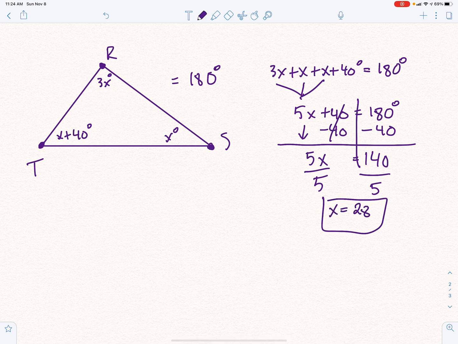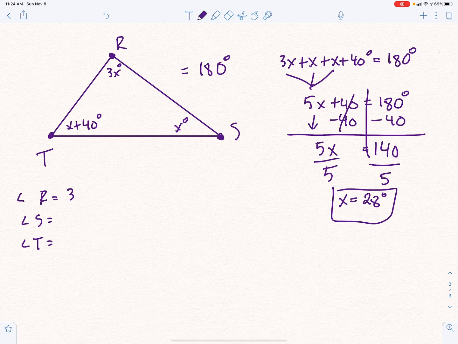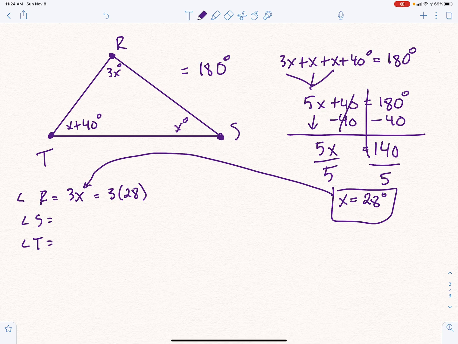Now, the question didn't ask us, or we're not trying to find out just what x is. Sometimes you might, but we're trying to find out what angle R, angle S, and angle T equal. So if I'm trying to find out what the angles are, I have to take that 28 and plug it back in. So we know from the problem that R is 3x. So I can take that 28 and plug it in right there for that x. That would be 3 times 28, which would give us 84. So we know that R is 84 degrees.